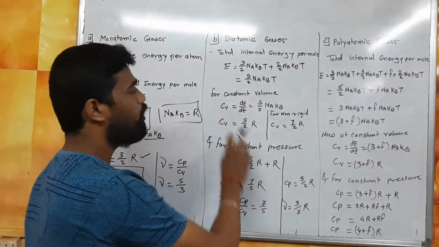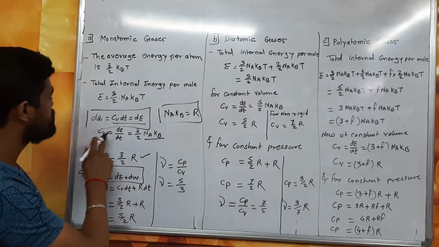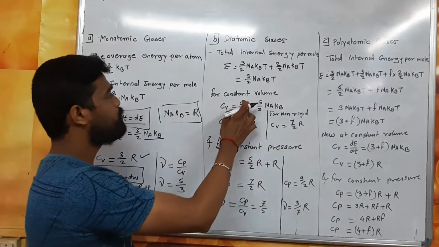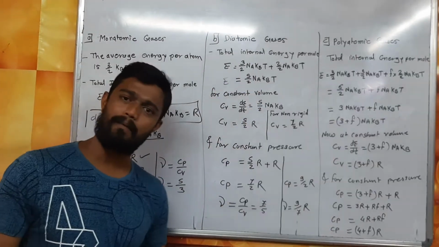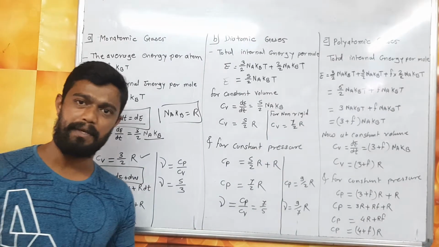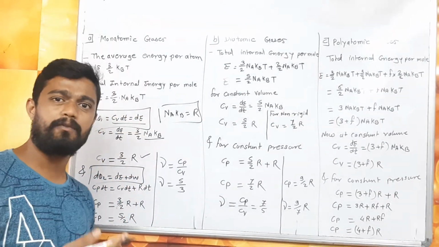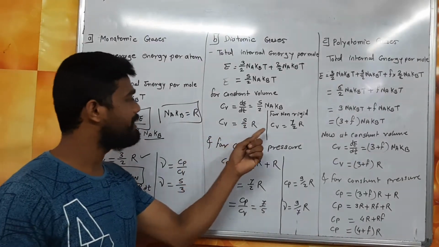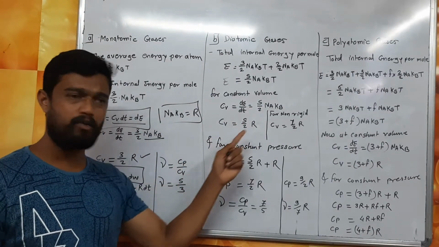So now for constant volume, same. Cv is equal to dQ upon dT, so C is equal to dE upon dT. Now I put the value of E here, so I got 5 by 2 nKB. T is cancelled. Why? Because we are differentiating this energy. So now Cv is equal to 5 by 2 R.